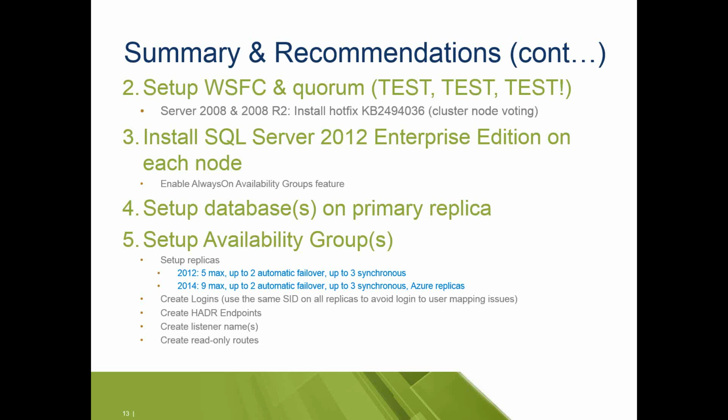And test. Make sure that this is rock solid, because again, it's your foundation that your availability group is sitting on. Once your Windows Server cluster is installed and configured and tested and it's rock solid, then go ahead and install SQL Server 2012 Enterprise Edition or above on each of your replicas. And don't forget to enable that AlwaysOn Availability Groups feature. It's a checkbox in SQL Server Configuration Manager, or do it through PowerShell.